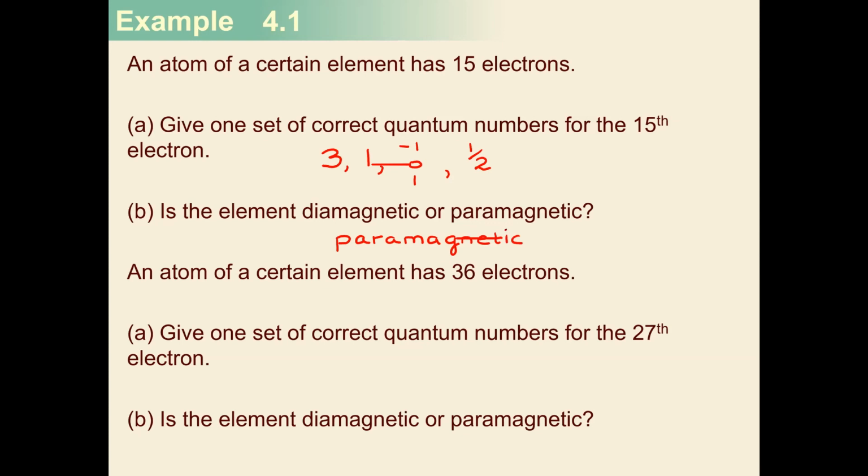So now let us look at our second question. An atom of a certain element has 36 electrons, but I don't want to know the quantum numbers for this 36th electron. I now have to go back and look at the 27th electron. So what does that mean?